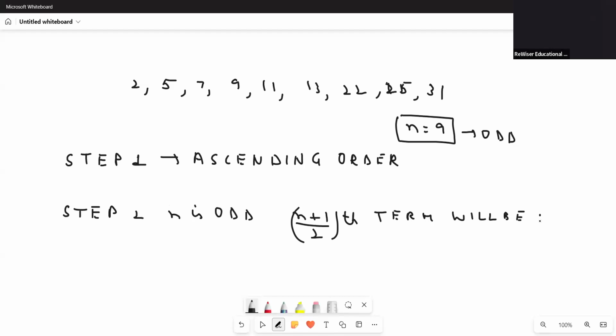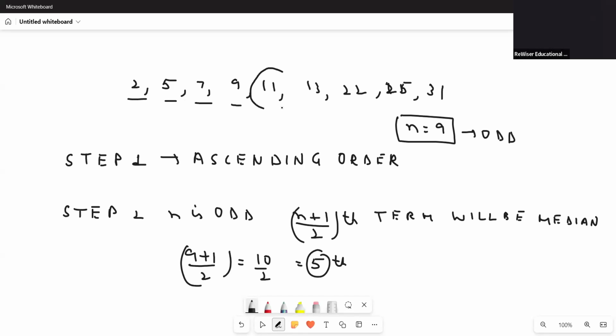So what does it mean in this case? Since n is 9, (n plus 1) by 2 equals 10 by 2, so that is equal to the 5th term. That means the 5th term will be my median. So 1, 2, 3, 4, 5. That's the value of my median, which is 11. So that's how we work it out in the case of odd numbers.